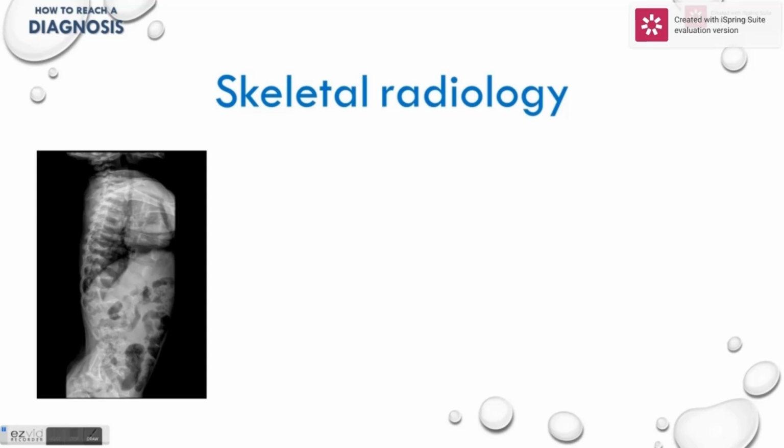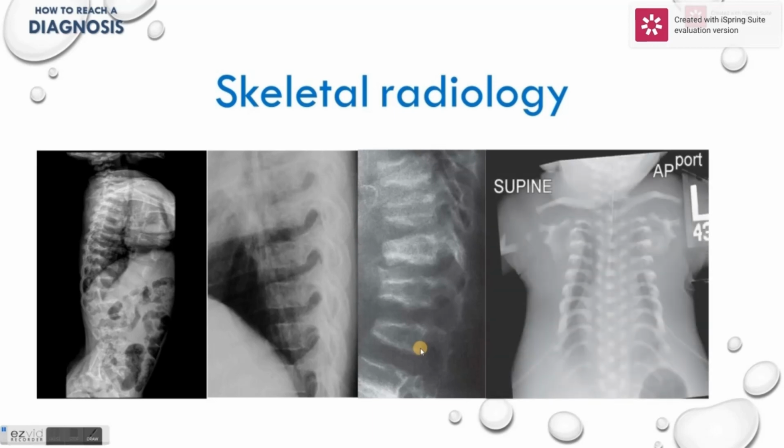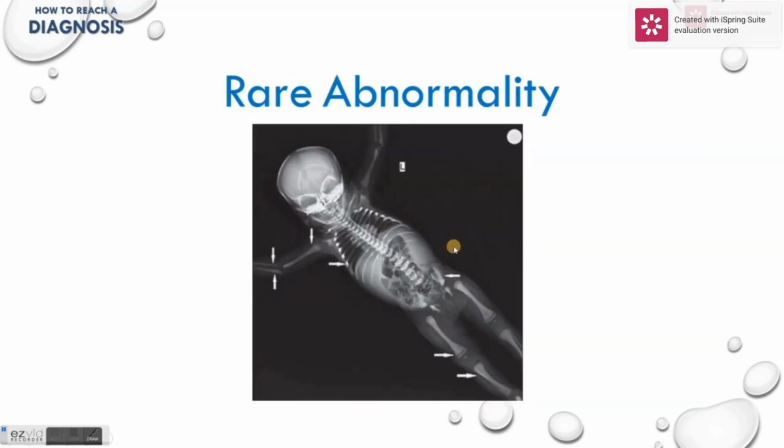This is the spine again, platyspondyly, flat vertebrae. This is the normal. This is pointed vertebrae with sclerotic upper and lower vertebral plates. This is a very narrow chest with short ribs, and it can lead you to the diagnosis. Mentioning all of these findings, try to pick them up. A rare anomaly finding can lead you to the diagnosis.